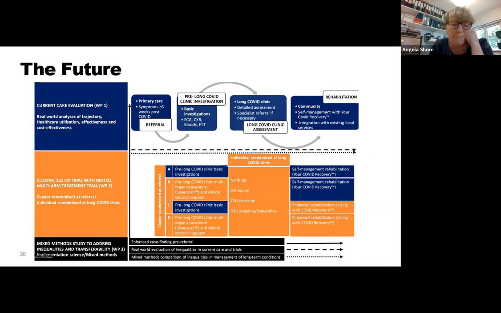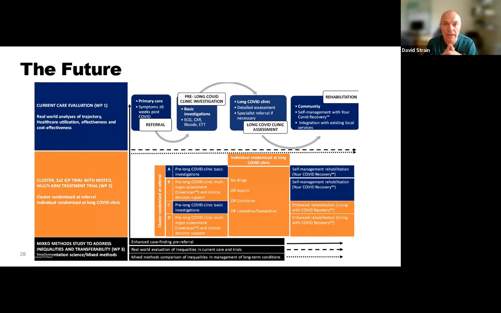Yeah. So the interventions that we're looking at are basically, we're doing a whole load of assessments to find out what helps. But the treatments that we want to look at are an anti-inflammatory, an anti-coagulant, and an antioxidant, basically.